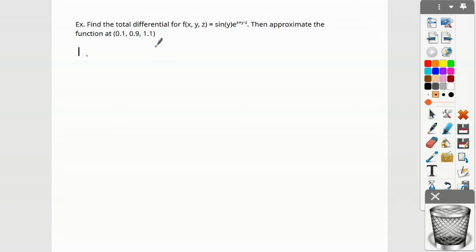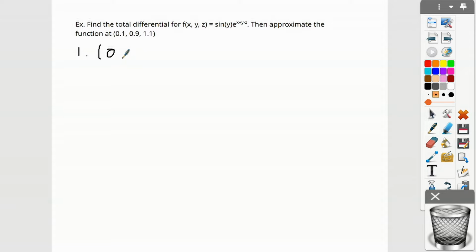0.1, 0.91. The thing about finding a point with this function is that you don't really get very nice points, or a good estimate, because sine only works well for pi numbers, and e works well for non-pi numbers. It doesn't work well for pi numbers. So the point that I'm actually going to pick is 0, 0, and 1.